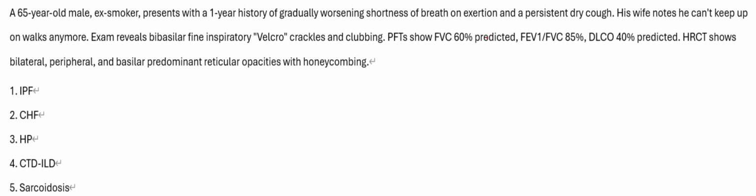CXR or HRCT can show calcified bilateral hilar lymphadenopathy. The parenchymal involvement includes reticulonodular infiltrates. Its location is not basal, but upper mid-lung predominant, just like hypersensitivity pneumonitis. Labs include elevated ACE levels, which is non-specific.